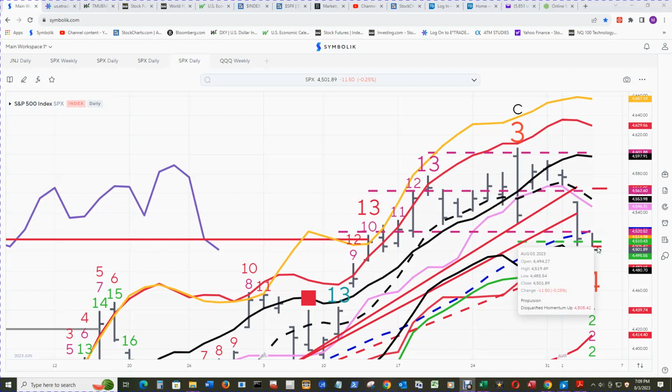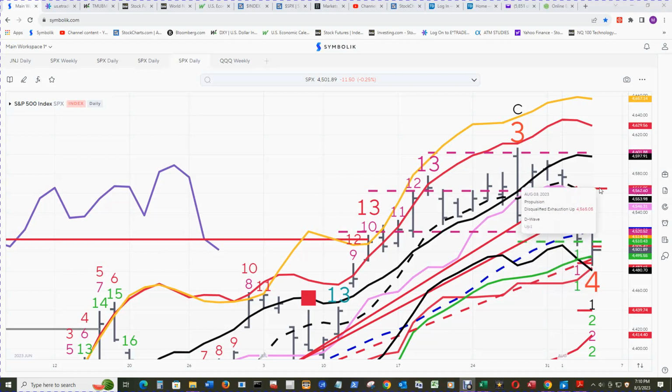And the disqualified momentum up for 50% and 100% bumped down a little on this downdraft bar. So a close above this level for end of day on the 4th will qualify the momentum up for propulsion 50% and 100%, and the exhaustion up for 50% and 100% also.